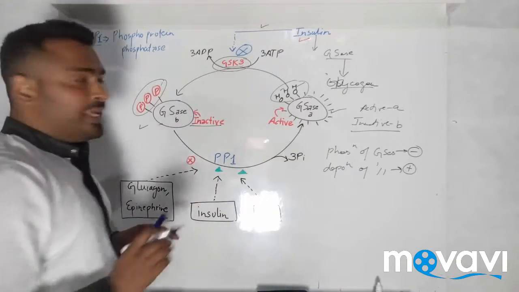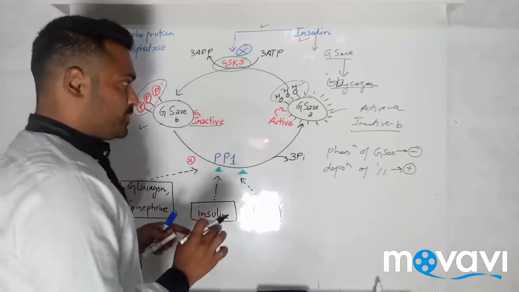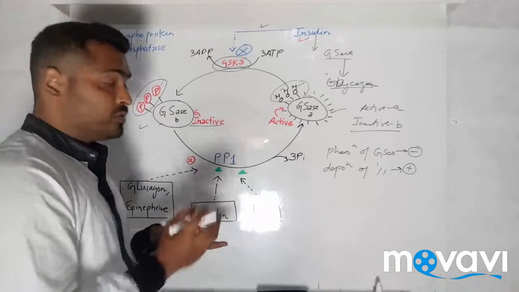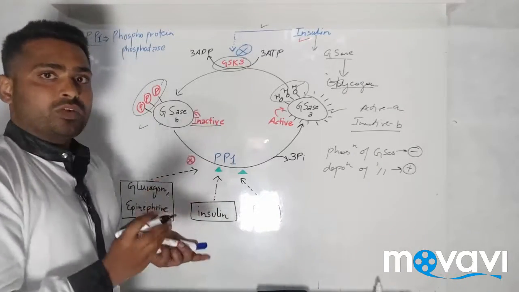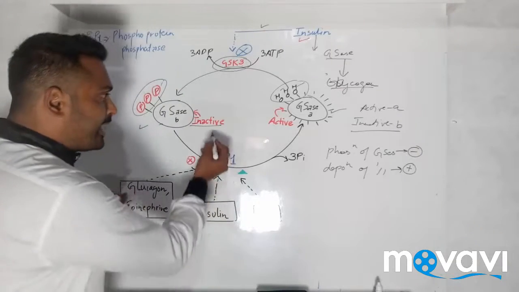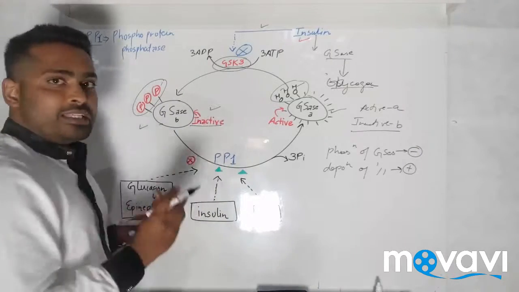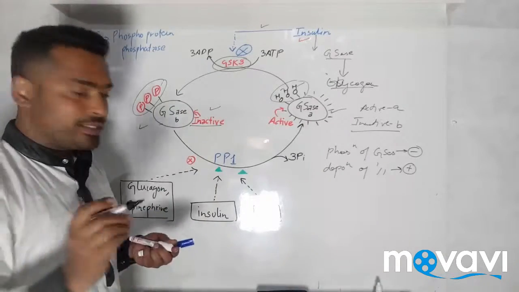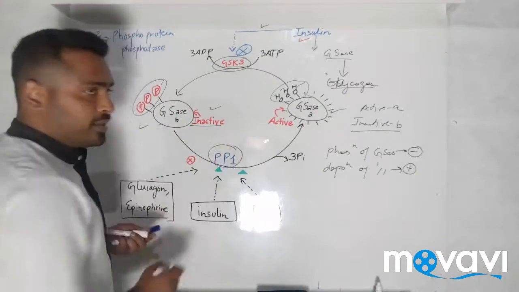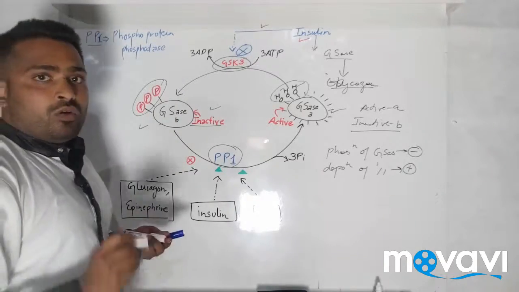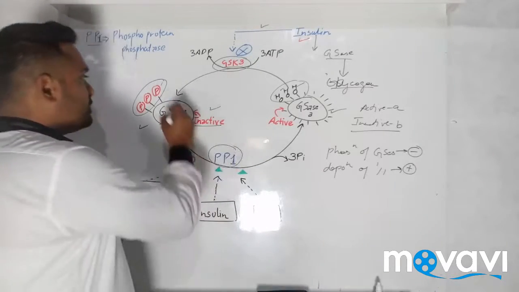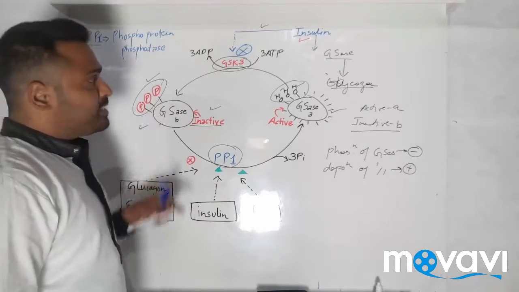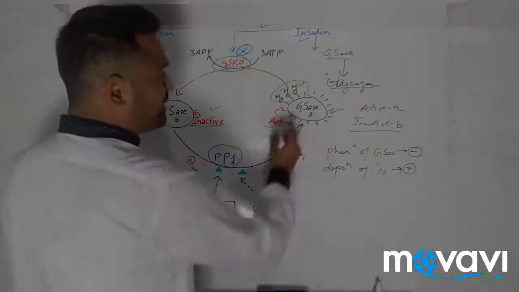Now this inactive form cannot synthesize glycogen, but we have a lot of glucose available, so we want that glucose to be converted into glycogen. This phosphorylation is reversed with the help of another enzyme here, PP1, that is phosphoprotein phosphatase 1, that would remove these phosphate groups which are on the serine residues and cause activation.